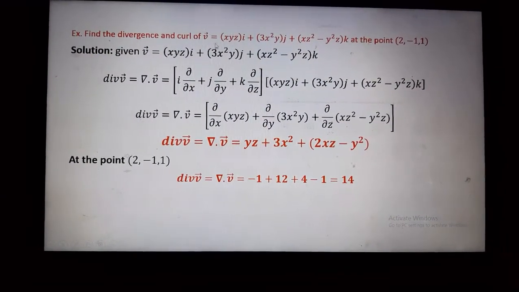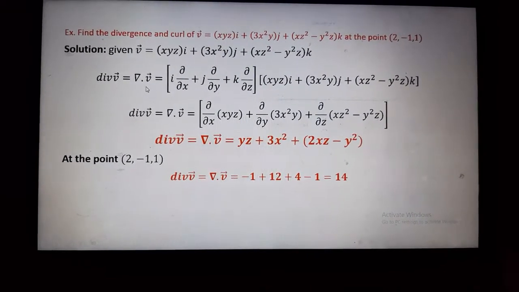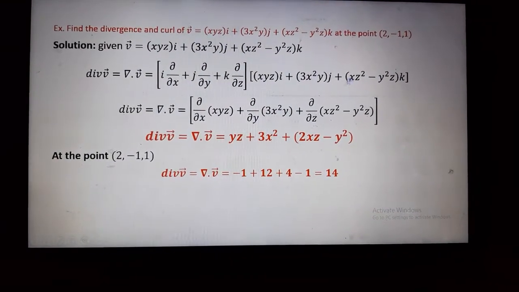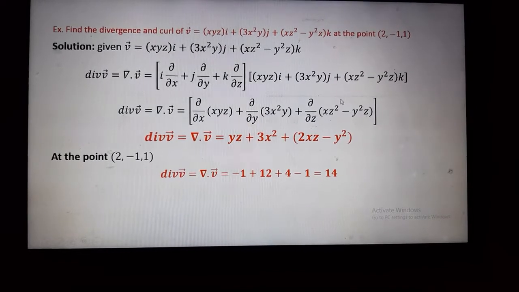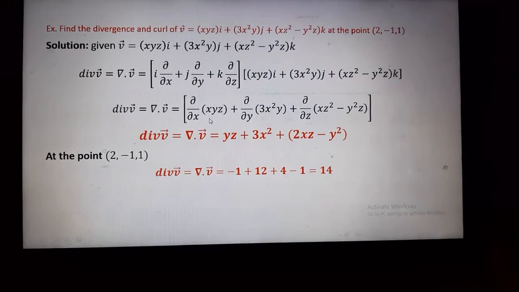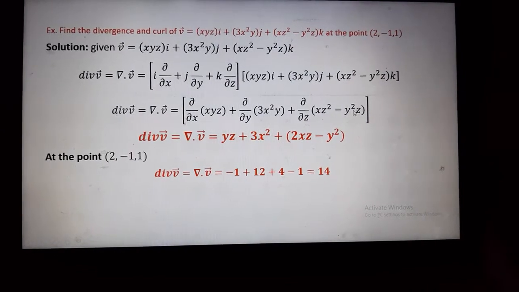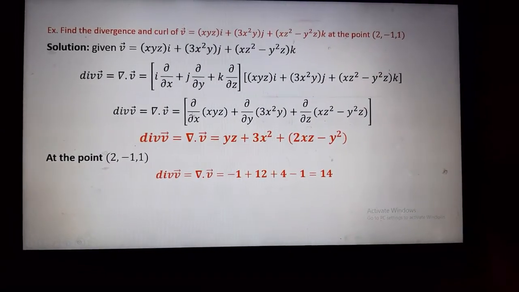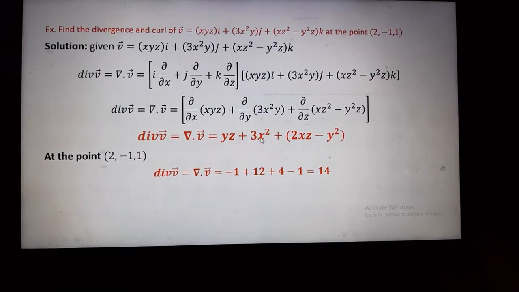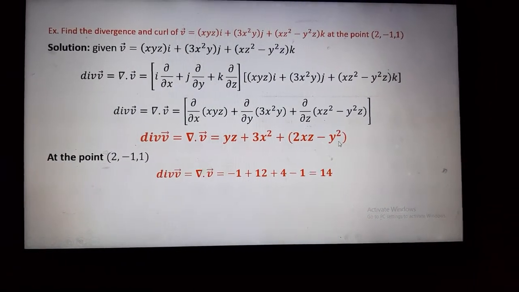Solution: first we will write the given vector, and first we will find divergence. That is del dot v. I will write the definition of del and take the dot product of the two vectors. I will get dou by dou x of xyz plus dou by dou y of 3x square y plus dou by dou z of xz square minus y square z. Differentiating the first with respect to x, I get yz. Differentiating the second with respect to y, I get 3x square, and differentiating the third with respect to z, I get 2xz minus y square.